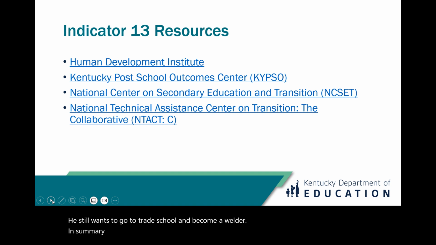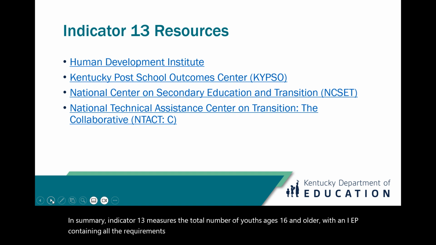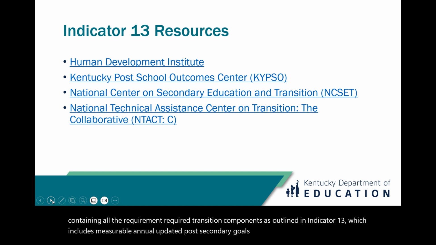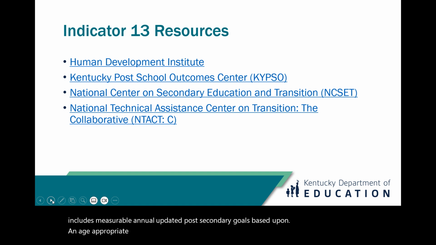In summary, Indicator 13 measures the total number of youths ages 16 and older with an IEP containing all the required transition components as outlined in Indicator 13, which includes measurable, annually updated post-secondary goals based upon an age-appropriate transition assessment, IEP goals related to transition service needs, transition services, and a course of study. Here are some additional resources for your review.